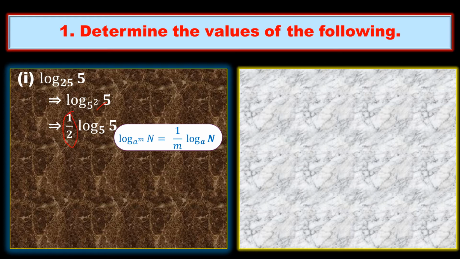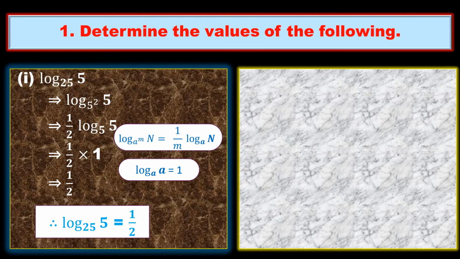Now if you observe here carefully, these two are same. The power as well as the base are same. When the power and the base are same, I can write both as 5, so I can write both a's, right? When the power and base are same, then it is 1, right? So a base a equal to 1. So instead of log 5 base 5, I can write 1. So 1 by 2 into 1 is 1 by 2. Clear? So your answer is 1 by 2.